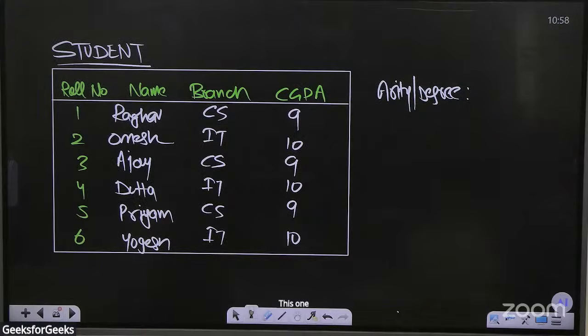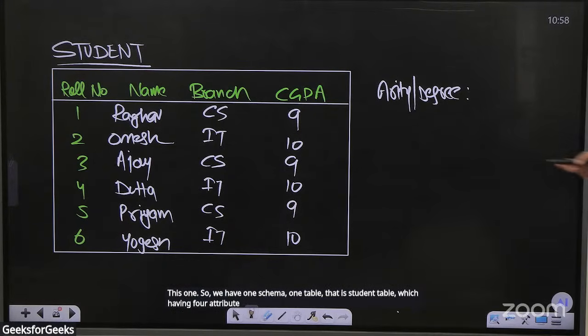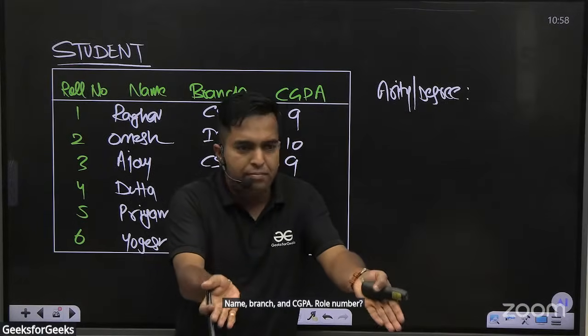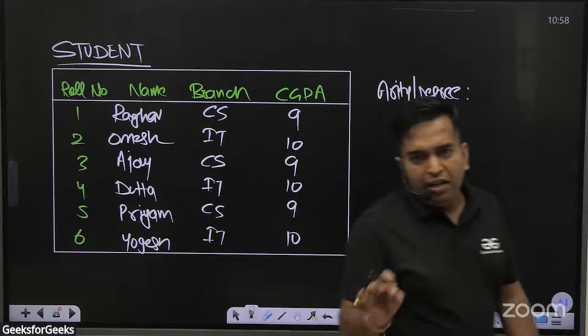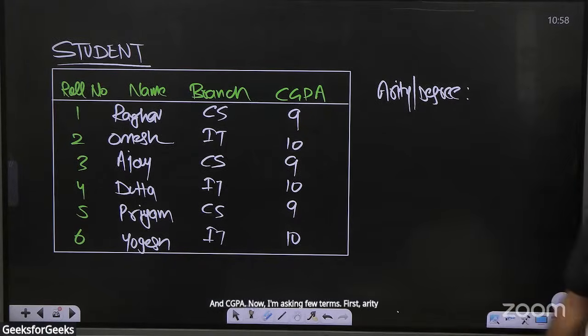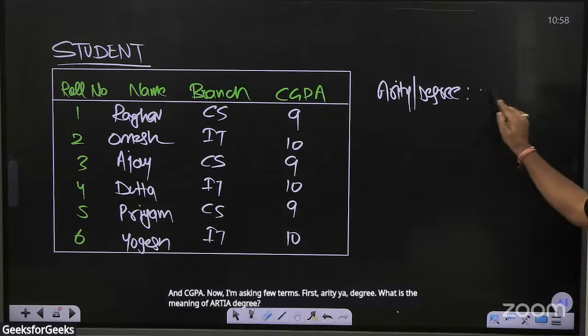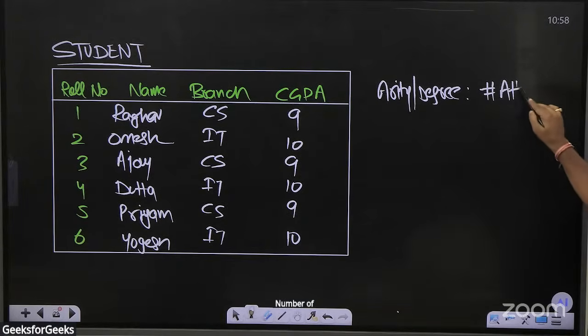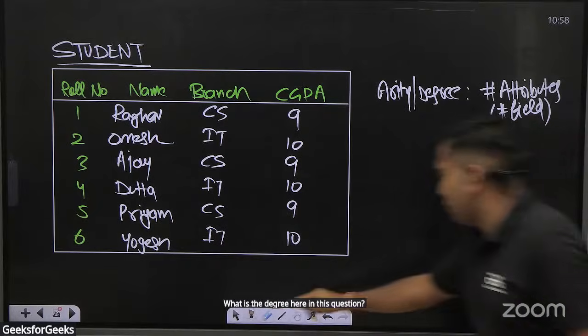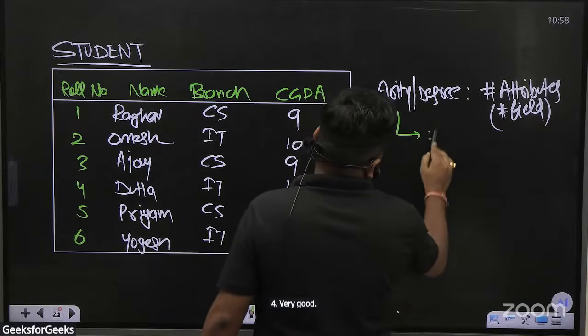So we have one schema, one table, the student table, which has 4 attributes: roll number, name, branch, and CGPA. Now I am asking a few terms. First, arity or degree. What is the meaning of arity or degree? The number of attributes or fields. What is the degree here in this question? 4. Very good. Degree is here 4.